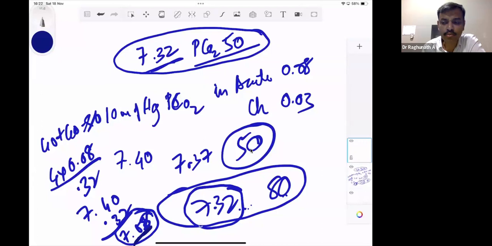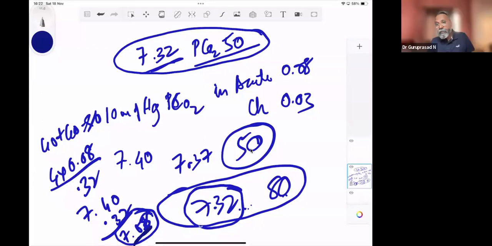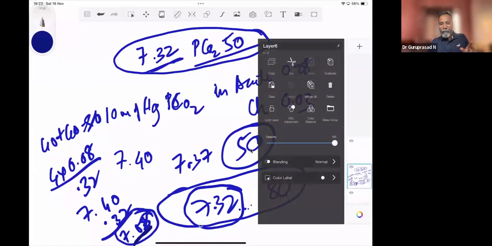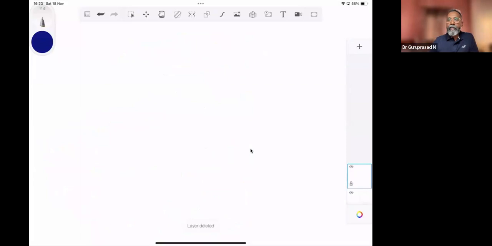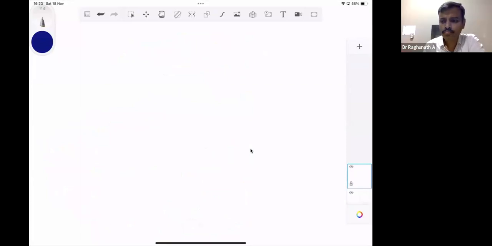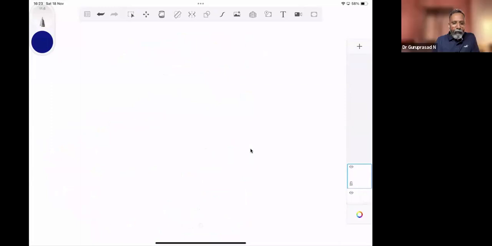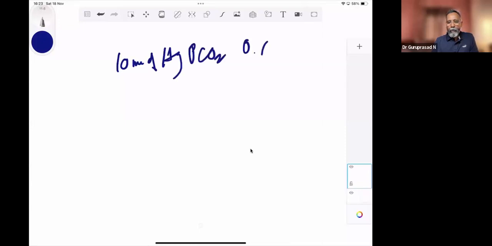And maybe their question is how can you consider it is acute or chronic? One is history. Always take history into consideration, and the change in pH. Because I told you, for every 10 millimeters of mercury change in PCO2, there will be a 0.08 change in pH in acute and a 0.03 change in chronic.